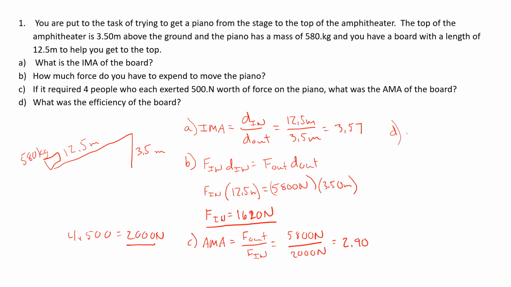So D is efficiency, and efficiency is just the ratio, the AMA over the IMA. How good did your machine do divided by what would have been perfect. So we have 2.90 over 3.57. If we do 2.9 divided by 3.57, we get an efficiency of 81.2%.